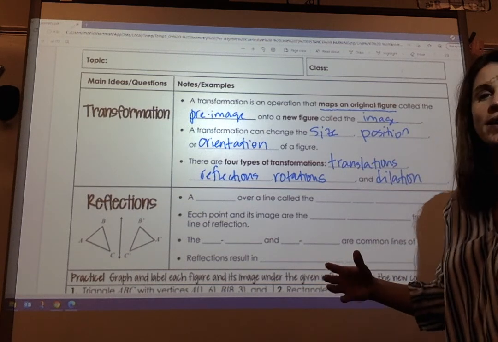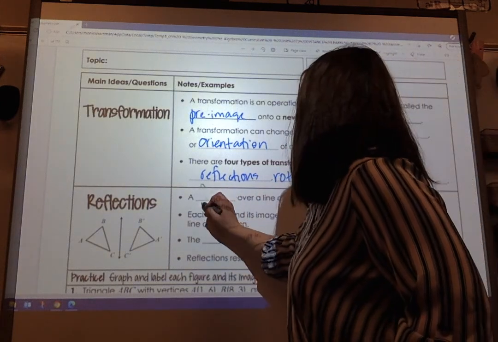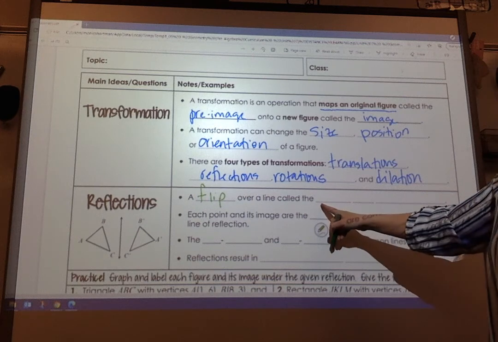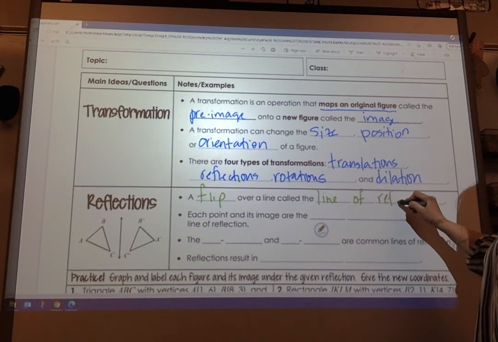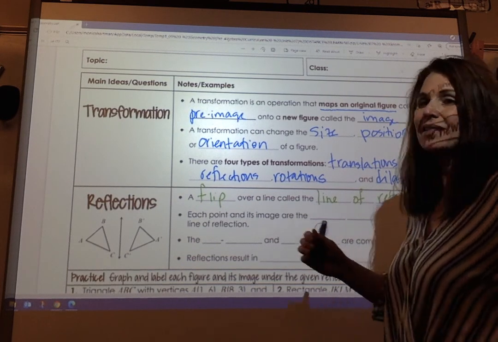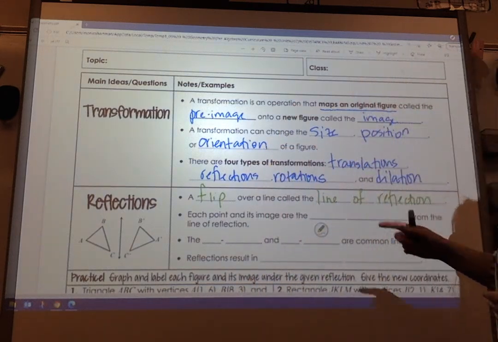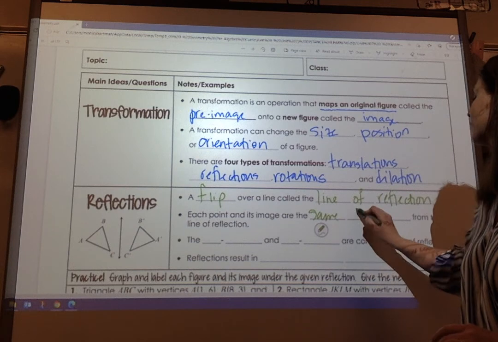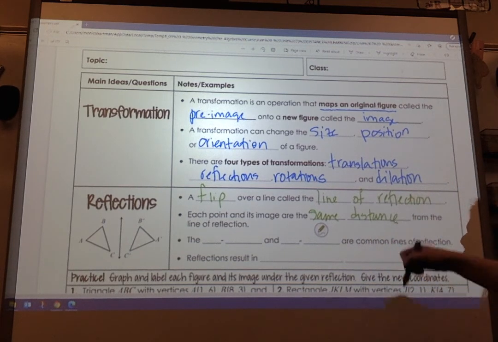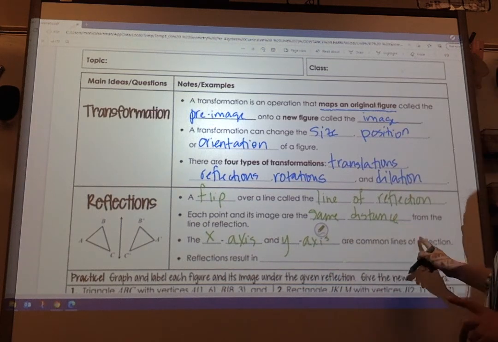So first we need to know what it is that we're reflecting. Well, it is a flip. It is a flip over a line called the line of reflection. Which makes sense because it's like you're looking in a mirror, the reflection. So if the mirror was our line, it's what we see back. So each point and its image are the same distance from the line of reflection. The x-axis and y-axis are common lines of reflections.